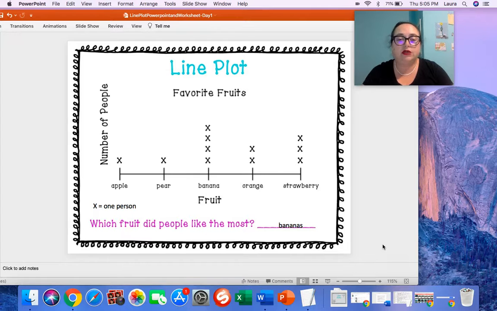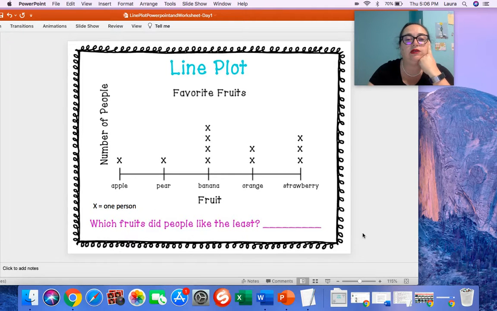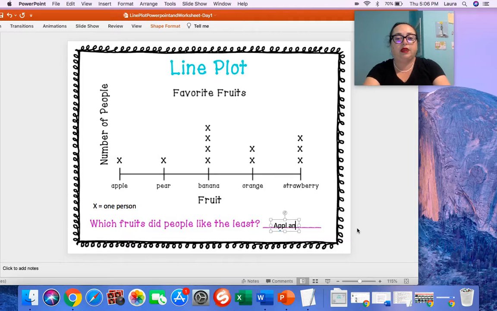I bet there's an opposite question. What question might you ask looking at this graph? Can you think of a different question that would be similar to this? Which fruit did people like the most? And maybe your next question could be, which fruit did people like the least? Take a look at the graph. Which fruits did people like the least? It looks like there's 2. So we can say the fruit people like the least are apple and pear. Apple and pear are the least desired fruits. I could also write apples and pears because when we talk about fruit, we often speak of them in the plural. That's very tricky.